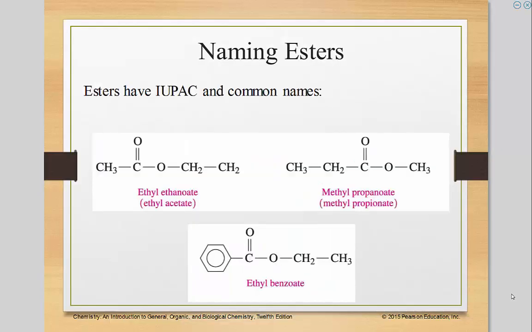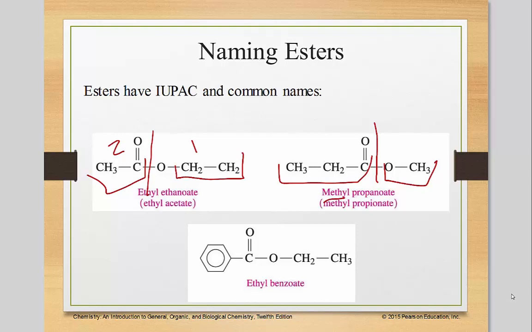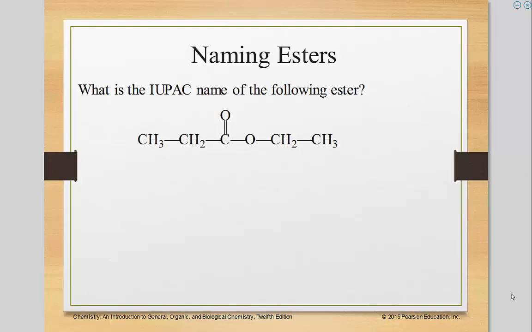So if we go here, this part's named second, this part's named first. Ethyl ethanoate. Draw the line. 1 carbon, so it's methyl. 3 carbons, propanoate. Draw the line. Ethyl benzoate. So let's try this one. Draw the line. That becomes ethyl, and then propanoate.